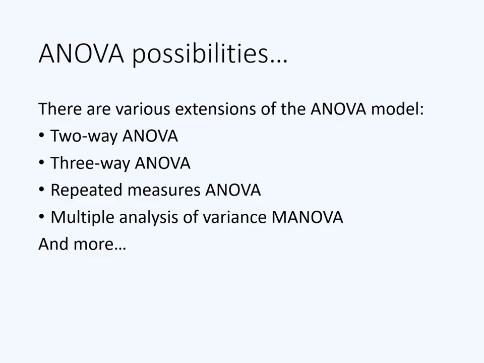There are lots of possibilities, and some examples include a two-way ANOVA, which can be used to study the simultaneous effects of two independent variables on the dependent variable. A three-way ANOVA involves three independent variables. A repeated measures ANOVA can be used to compare the mean scores of a sample at different time points or in different conditions. And multiple analysis of variance, or MANOVA, is appropriate for the analysis of multiple dependent variables. And there are many more ways to adapt and expand the basic ANOVA model to answer different research questions.